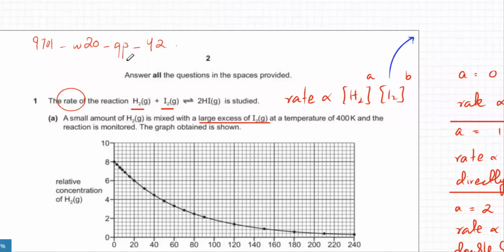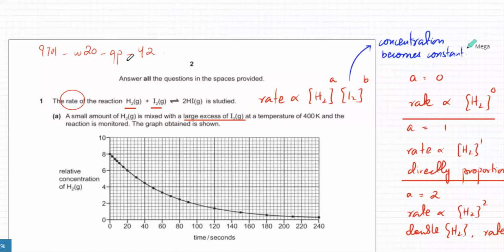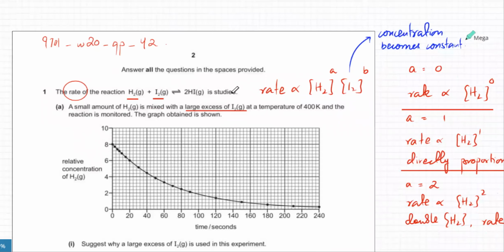Now, if you remember this, whenever you use a large excess of something, then throughout the reaction, the concentration for I2 kind of becomes constant. So one of the variables stops changing, it becomes constant.